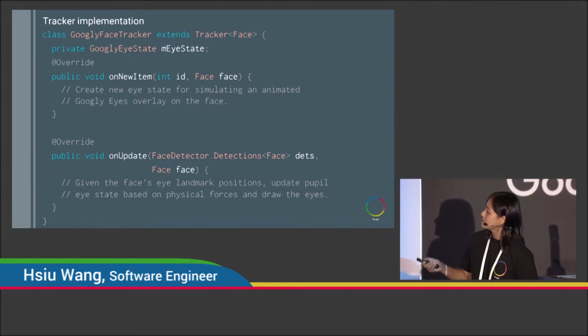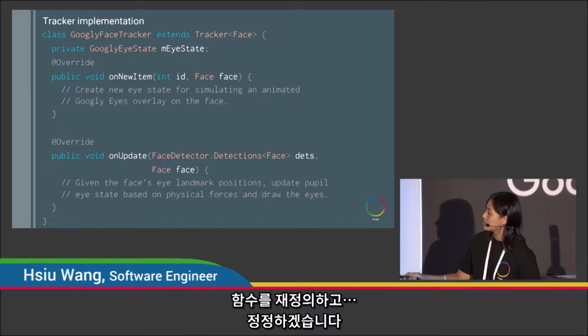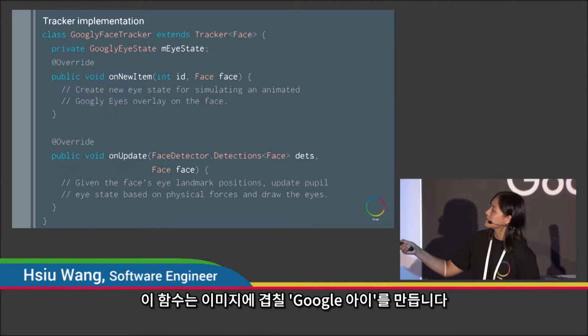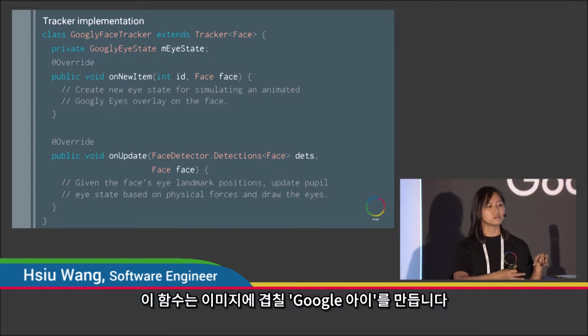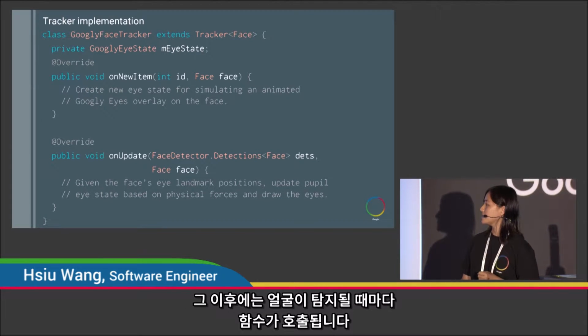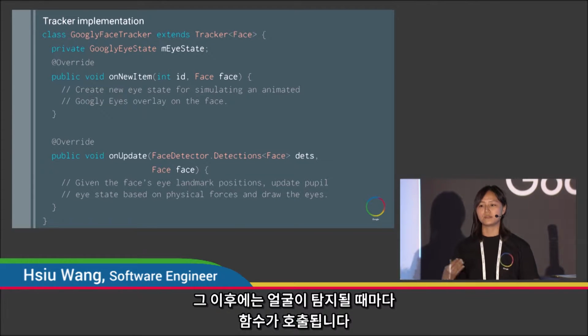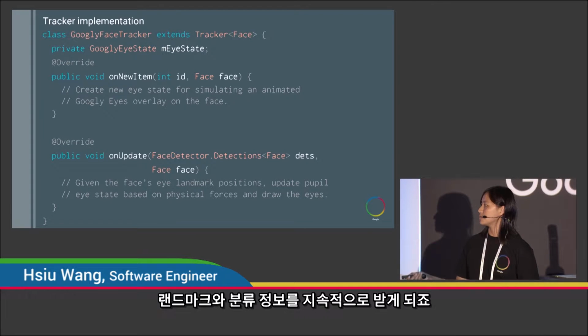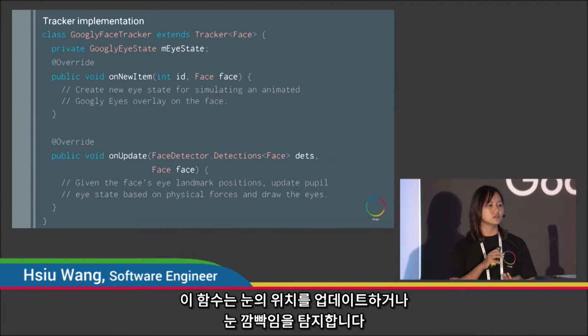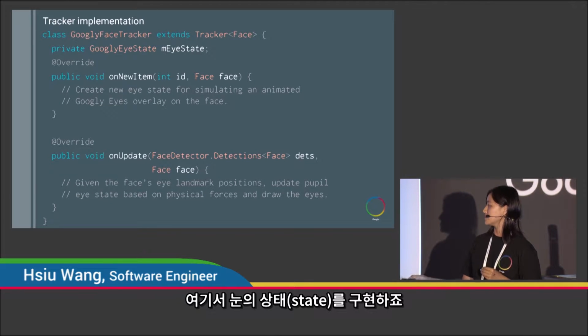And then after that, on this function, you want to create the initial overlay of the eyes to impose on the image. After that, onUpdate will continue to be called for the initial face that was detected here. So it will continue to deliver the landmark and classification information to you. So in this particular function, you want to update the positions of the eyes, as well as maybe detect blinking. This is where you want to implement the states.